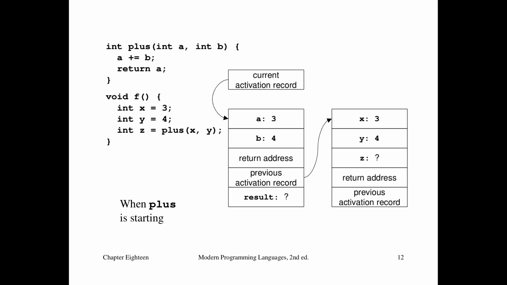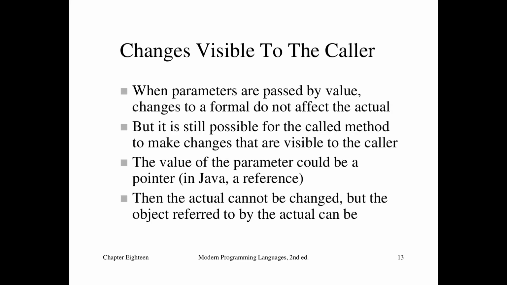For example, suppose we have some method plus that takes in 2 integers a and b. It takes the value of a, adds b to it, reassigns that value to a, and returns a. When we call plus in f with actual parameters x and y, where x is 3 and y is 4, we initialize a in plus with the value of x, which is 3, and we initialize b in plus with the value of y, which is 4. Then it comes out to 3 plus equals 4, making a equal to 7, and it returns 7 as the result, which is then stored to z in f. Pretty easy to understand, right?